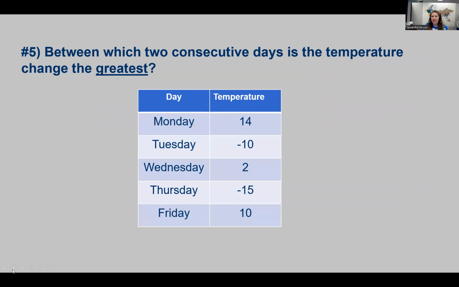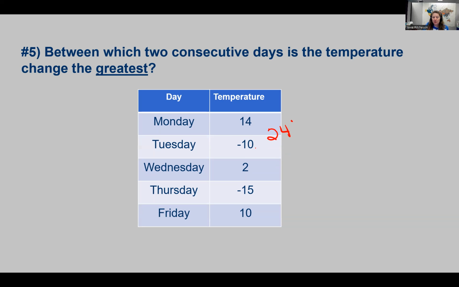Between which 2 consecutive days is the temperature change the greatest? Well, on Monday and Tuesday, the temperature was 14 degrees and then it dropped to -10. So how much of a change is that? Well, to get from 14 to 0, that's 14 degrees. And then the temperature dropped 10 more degrees. So what was the temperature change? The temperature change was 24 degrees. It dropped 24 degrees, 14 plus 10.